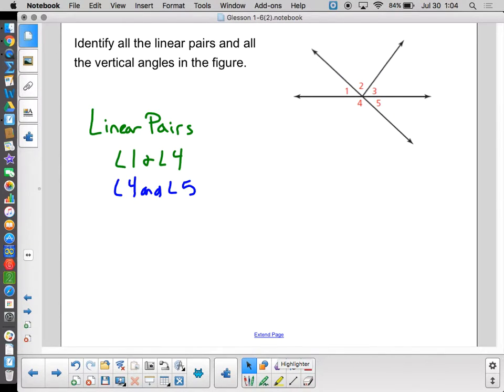Angle 1 and angle 2, no, not right. 2 and 3, not right. Okay, so I think I found all my linear pairs. Vertical angles.